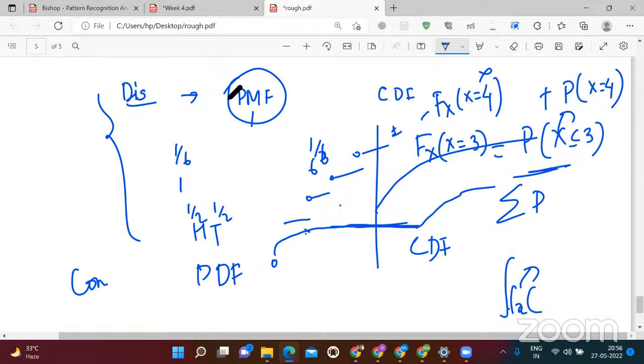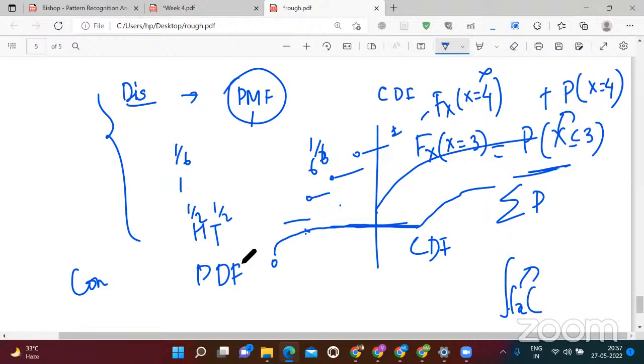And for the continuous case, the PDF means the probability density function. It's a function of probability, you can say. It's not the exact probability, but it's a function of probability only. So I guess this is clear. I guess you were having confusion about PDF and CDF.